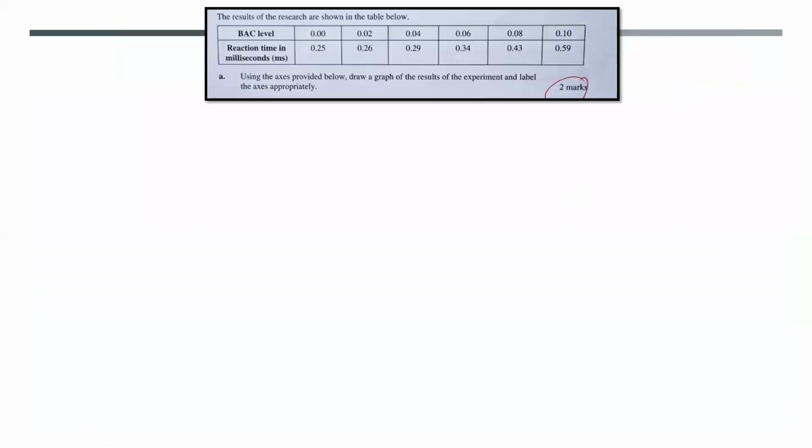The first question is a graph question. This is just the data taken from the previous slide. I've just screenshotted or cropped that out. You've got the data there. And then the first question is, using the axes provided below, so pretend there are axes here, draw a graph of the results of the experiment and label the axes properly.